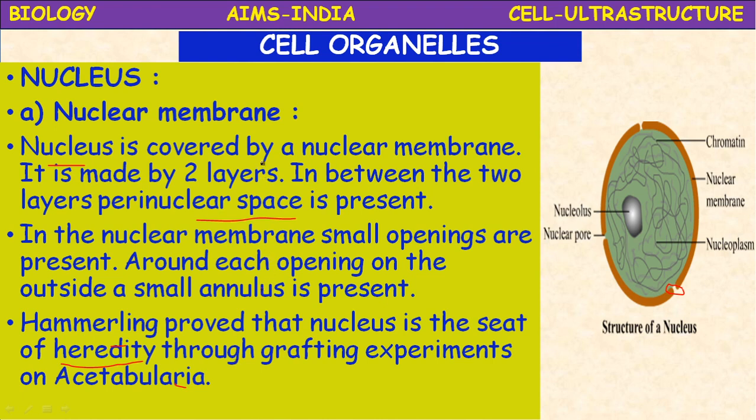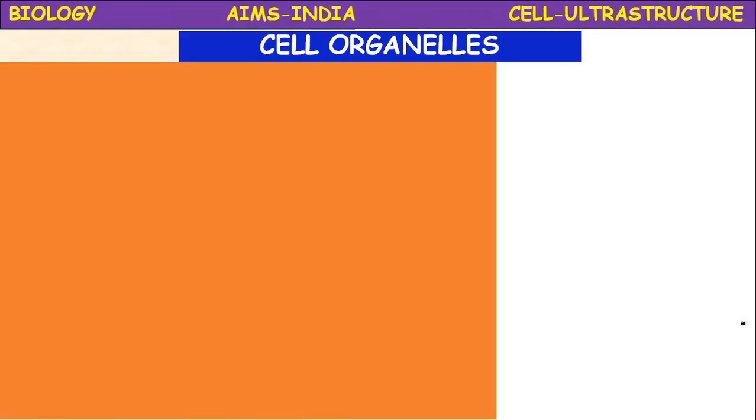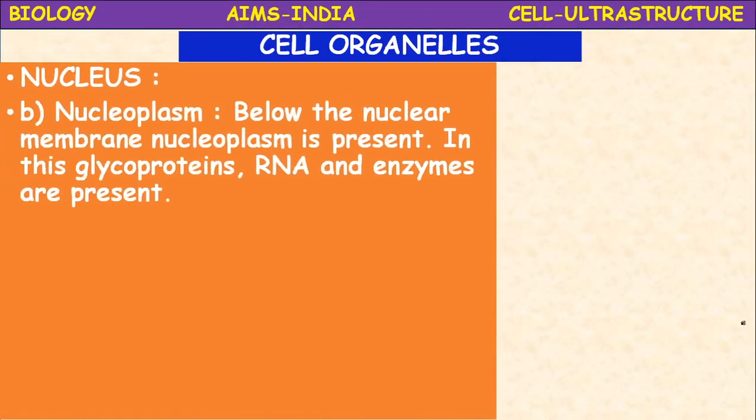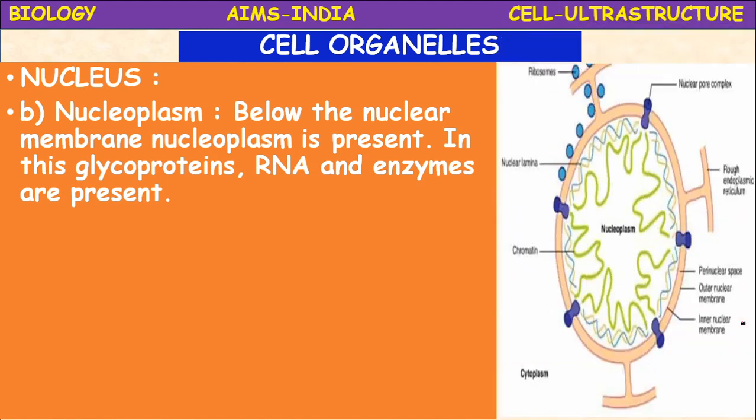Heredity means the chromatin material which is present in the nucleus. The chromatin material present in the nucleus is made up of DNA and chromosomes. So that's why he considered the nucleus as the seat of heredity.